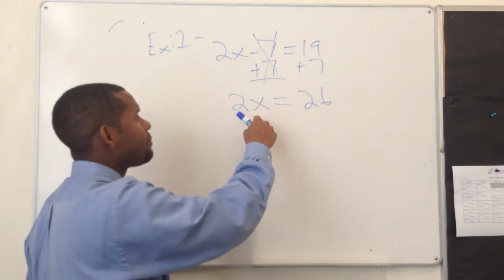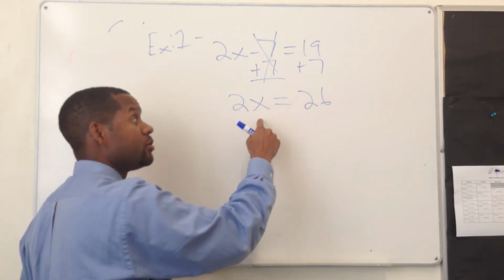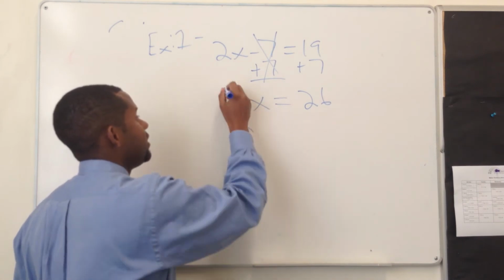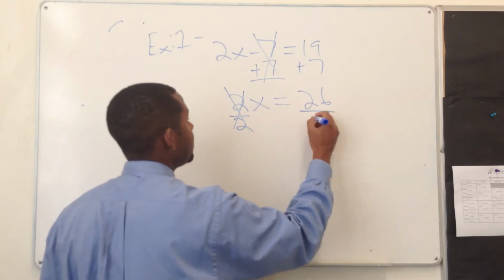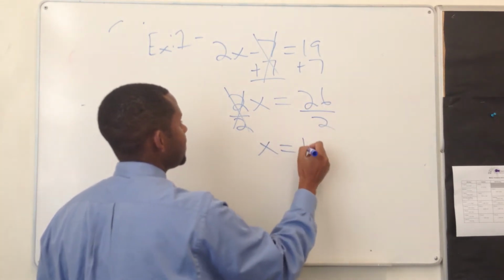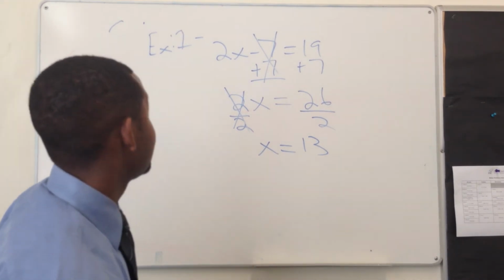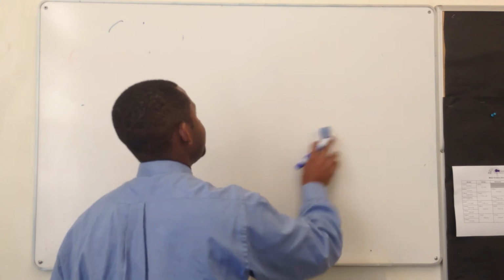I always want to do the opposite of what's happening to my variable. This says x times 2. So the way I get rid of that is I divide by 2. I'm isolating my variable by multiplying or dividing. Divide by 2, divide by 2. X equals 26 divided by 2, which is 13. Okay? So there's example 1.